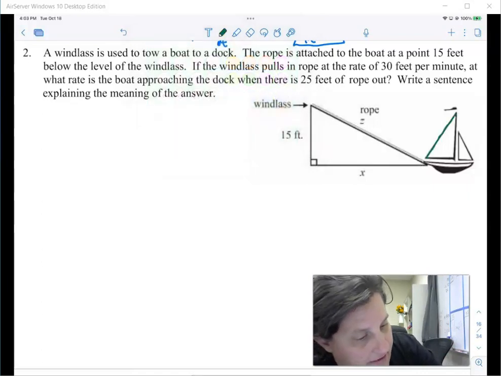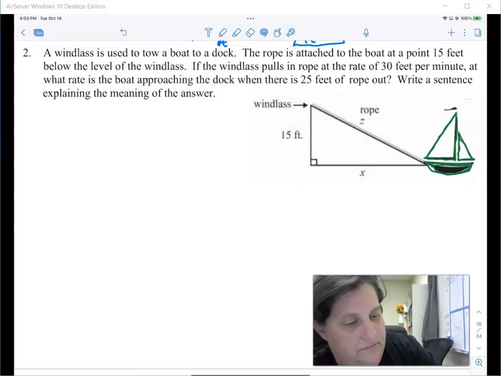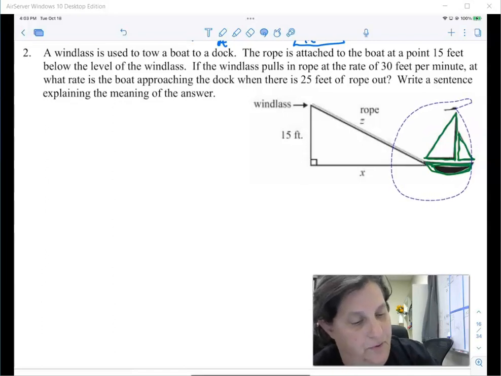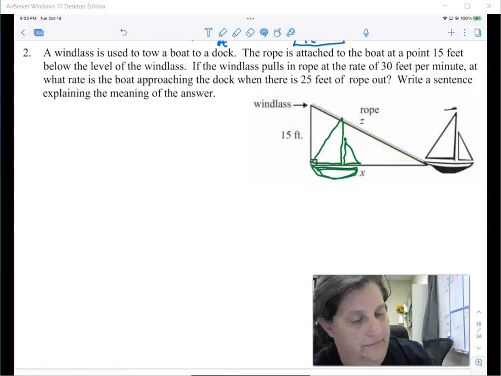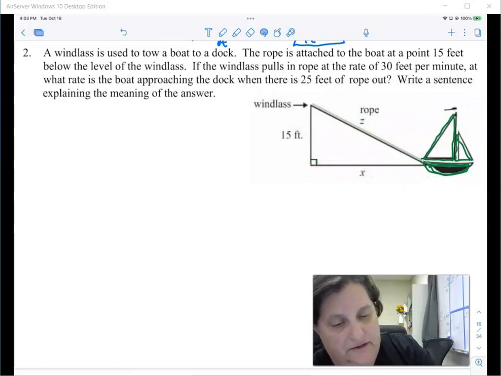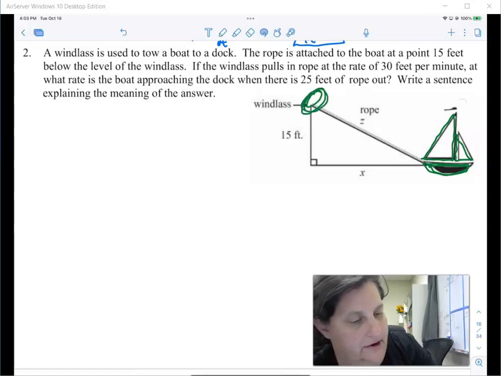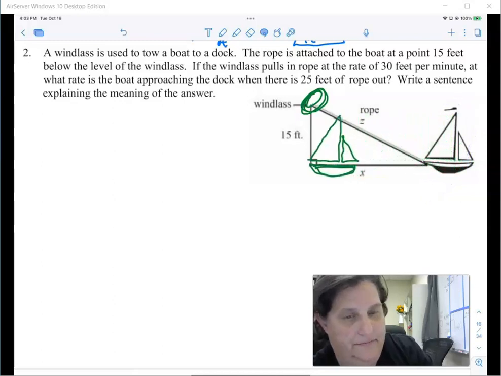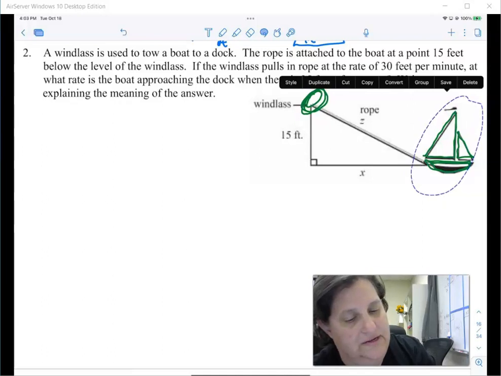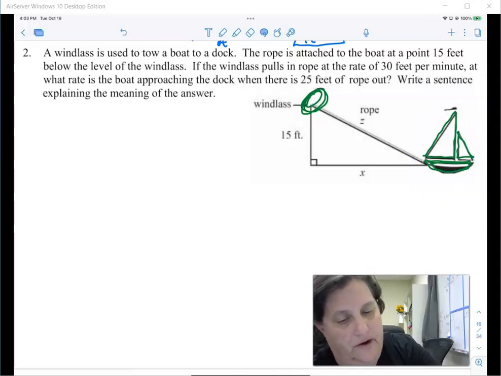All right, so check it out. Here's my boat. I'm going to do this so I can make my boat move a little bit. This is pulling the boat in. You guys see that? There's this little windlass pulley up here, and as it pulls, gravity is keeping the boat on the ground. Let's say we call this triangle XYZ.